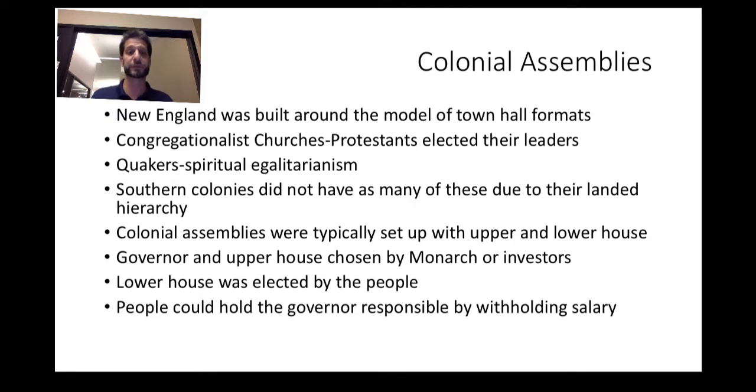Now, think about what that's doing. This is a religious notion. It's not political, but it is establishing the principle: if we vote for our ministers to be in charge, shouldn't we be able to vote for political leaders to be in charge? You had more radical groups as well, like the Quakers.